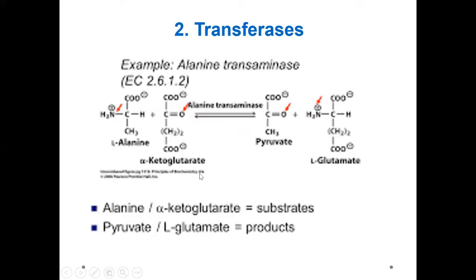It is an enzyme that transfers an amino group from one compound, the amino acid alanine, to a keto acid, alpha-ketoglutaric acid, and forms pyruvic acid, with a new keto group and amino group. These two compounds exchange amino and keto groups.